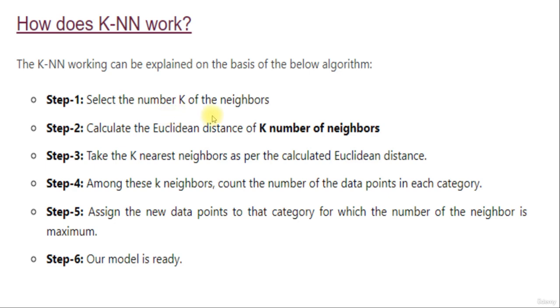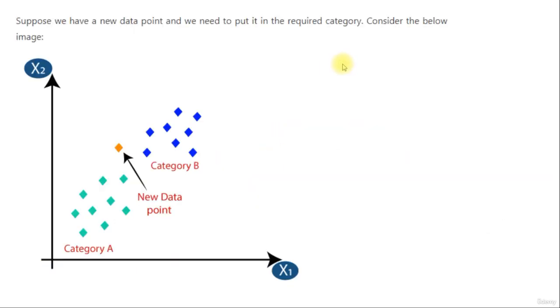So first we have to select the number of neighbors. So we want to select the number of nearest neighbors that we're going to use for comparison, and then we'll calculate the Euclidean distance of the new data point from all the nearest neighbors that we have selected. Let's say we have assumed 5 nearest neighbors for comparison. Then we'll calculate the Euclidean distance from the new data point to all 5 neighbors that we are taking into consideration. Now take the k nearest neighbors as per the calculated Euclidean distance. This we already discussed. Among these k neighbors, count the number of data points in each category. Assign the new data point to the category for which the number of neighbors is maximum, and our model is ready. So let us understand with the help of this image.